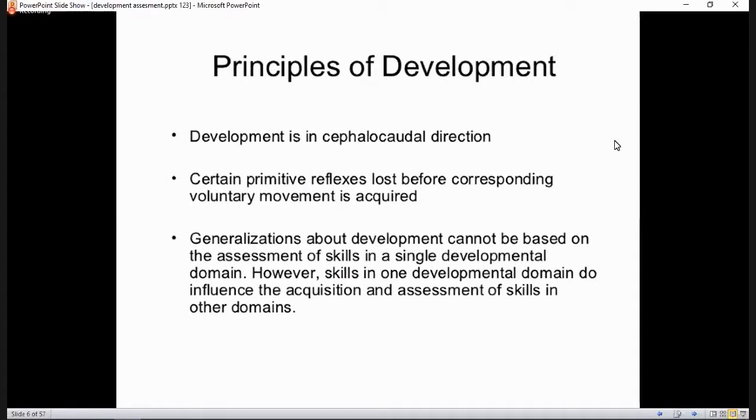So development is in cephalocaudal direction. Certain primitive reflexes are lost before you get voluntary movements in the body. As in cases of children, the primitive reflexes, most of them, not all, subside within 4 months. But after that, the voluntary movement starts in their body. So they start to get control of their body slowly.